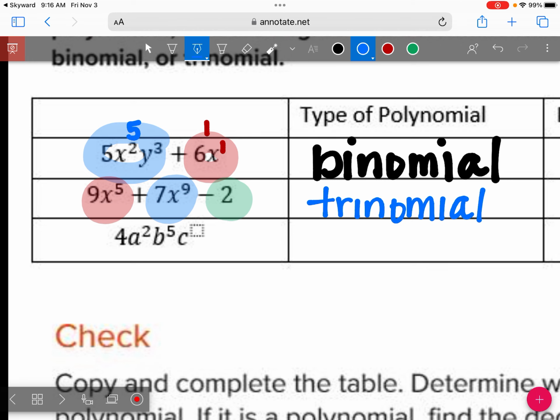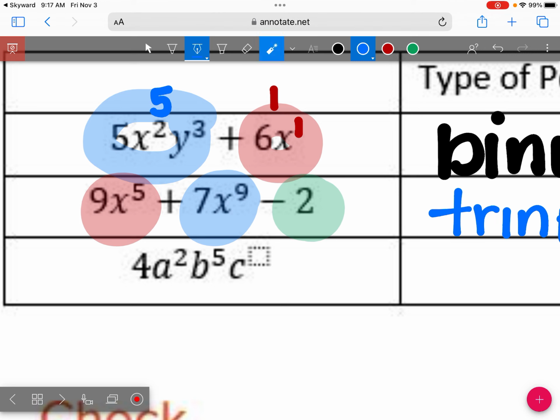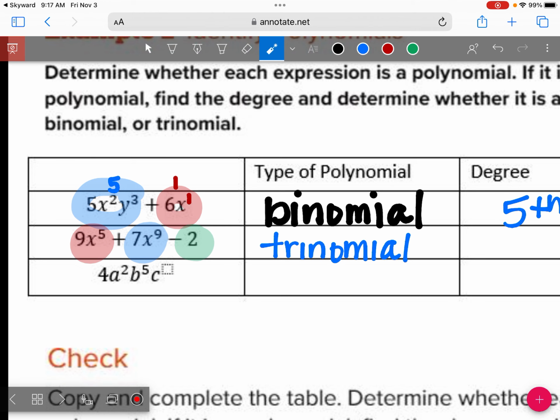Now let's look at each term. Notice how this first one that I have highlighted in pink has a degree of 5 because that's your exponent. What's the degree of this blue term? The exponent is a 9. And this one doesn't have a degree because it doesn't have an x. So this has a degree of 0. So I have a 5th, a 9th, and a 0. Which one is higher? 5, 9, or 0? 9. So my degree is 9. This is a 9th degree.